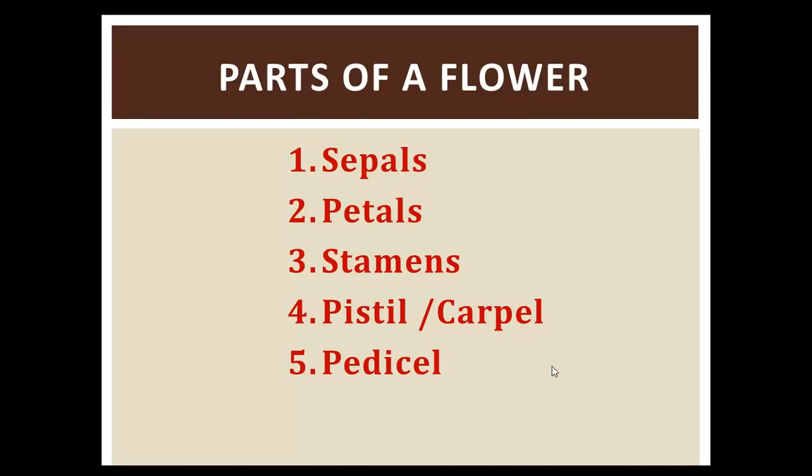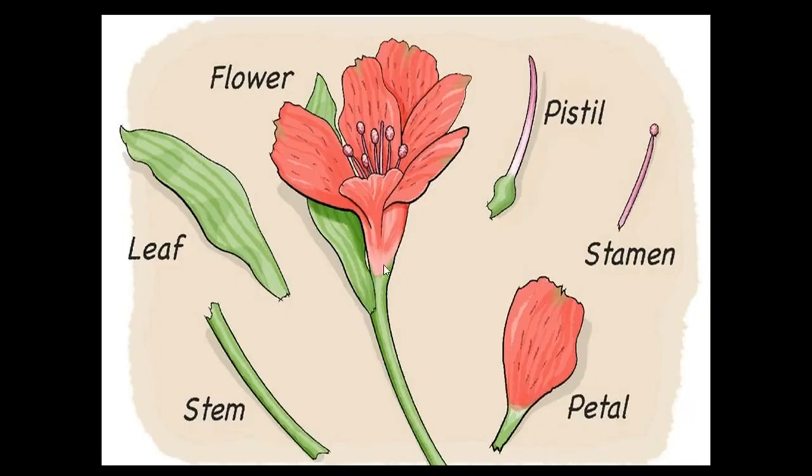Main five parts are there. First one sepal, then petals, then stamen, next one pistil or carpel, and next one pedicel. Whenever you will observe a flower, you will find petals, sepals, stamen, pistil. So we will study about all the parts of a flower one by one.